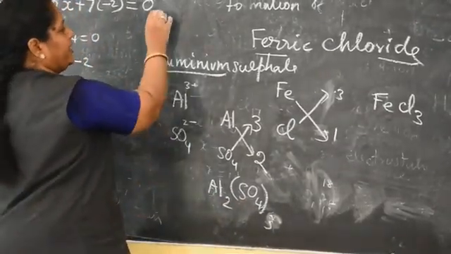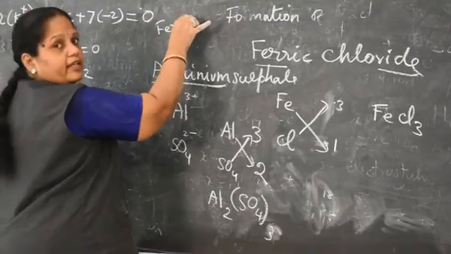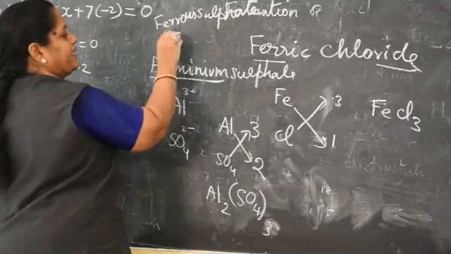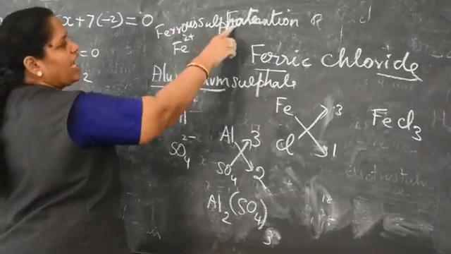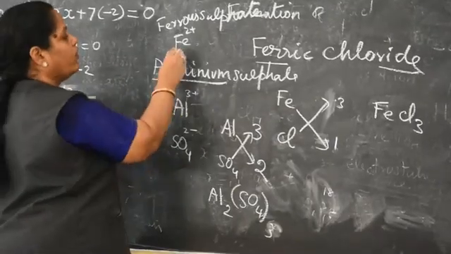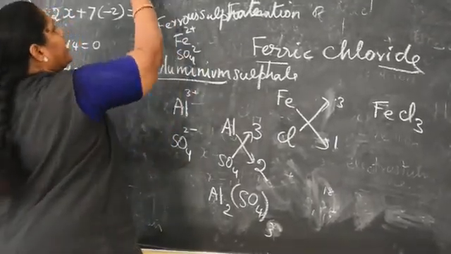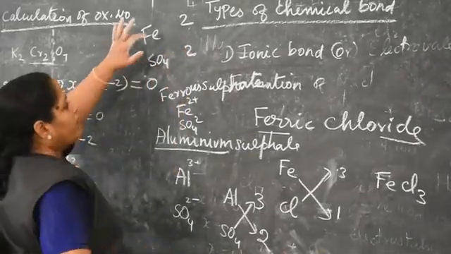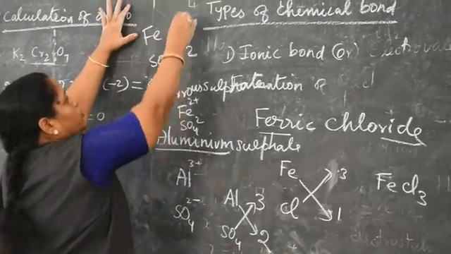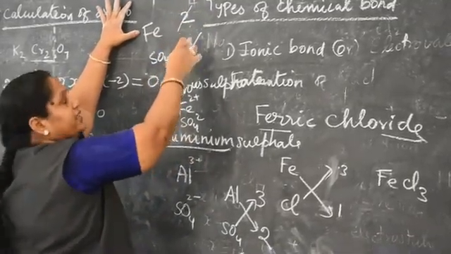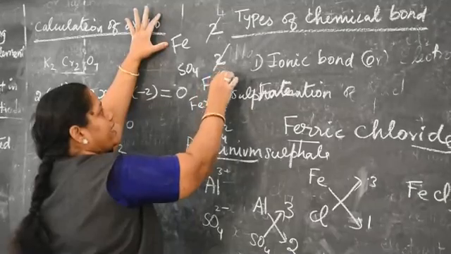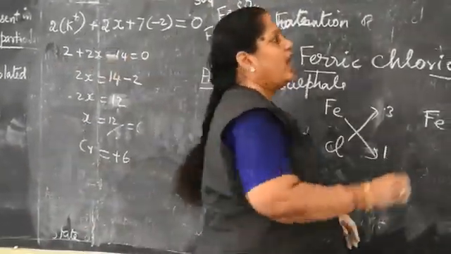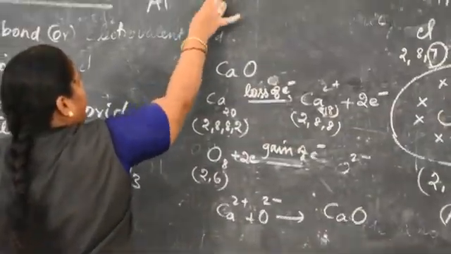Ferrous sulfate. Next I write ferrous sulfate. Ferrous means iron. What charge? 2+. Sulfate, you already know that SO4, 2-. So how will you write? Fe 2, SO4 also 2. After omitting the charges, the 2s are cancelled, both are the same only. That's why what is the formula for ferrous sulfate? FeSO4.